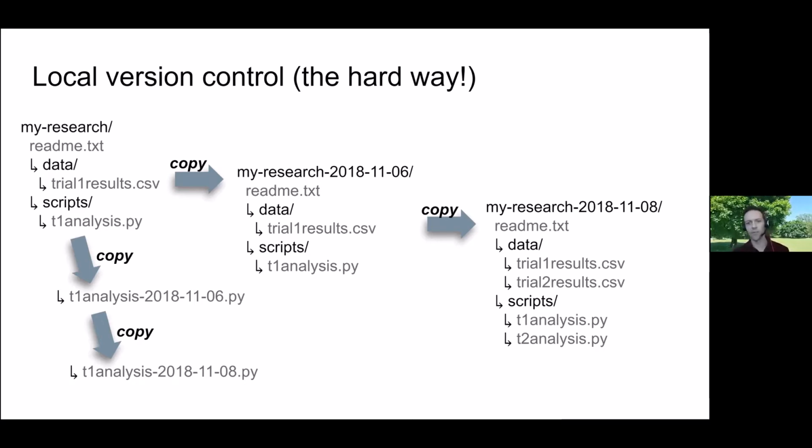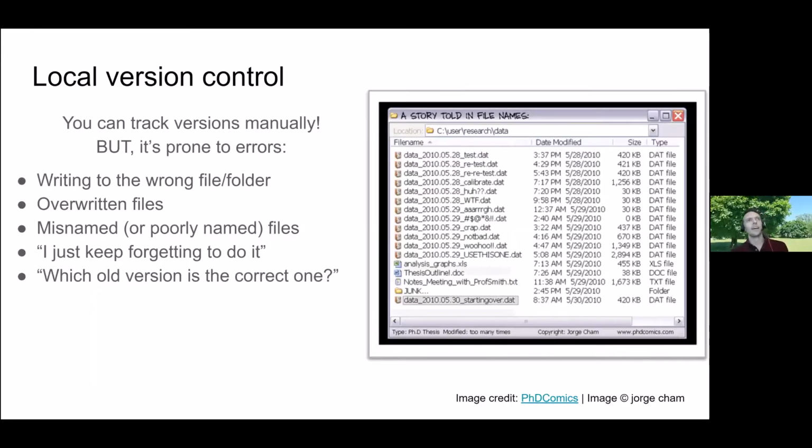That could work for a while, but anyone who's done this on a relatively large scale for a long period of time knows that this is prone to errors. Some of the errors you're going to run into are, eventually you're going to write to the wrong file or folder. You're going to overwrite some files. You're going to misname something, or you're going to come back to some files in months or years and have no idea what they are and which one's the most recent version. You'll just keep forgetting to do it.